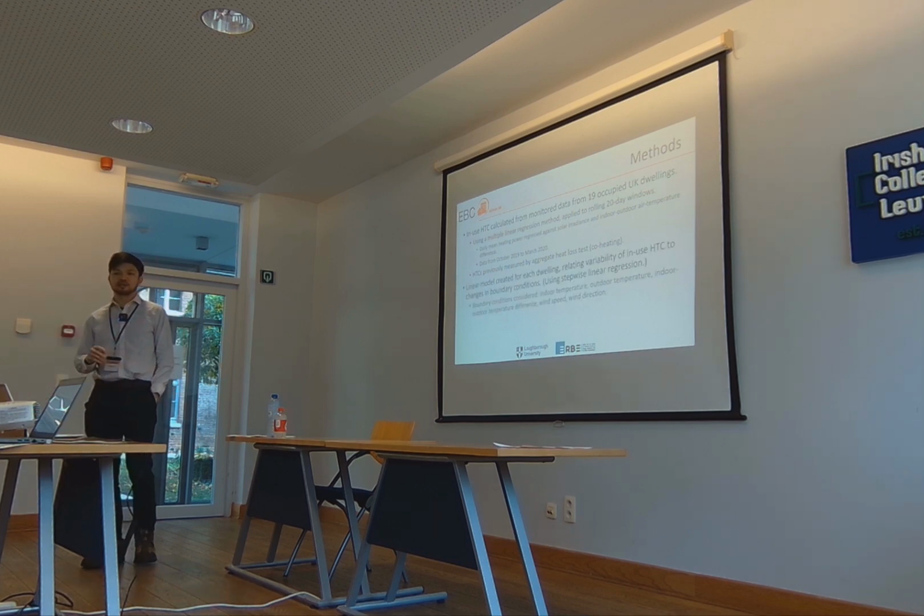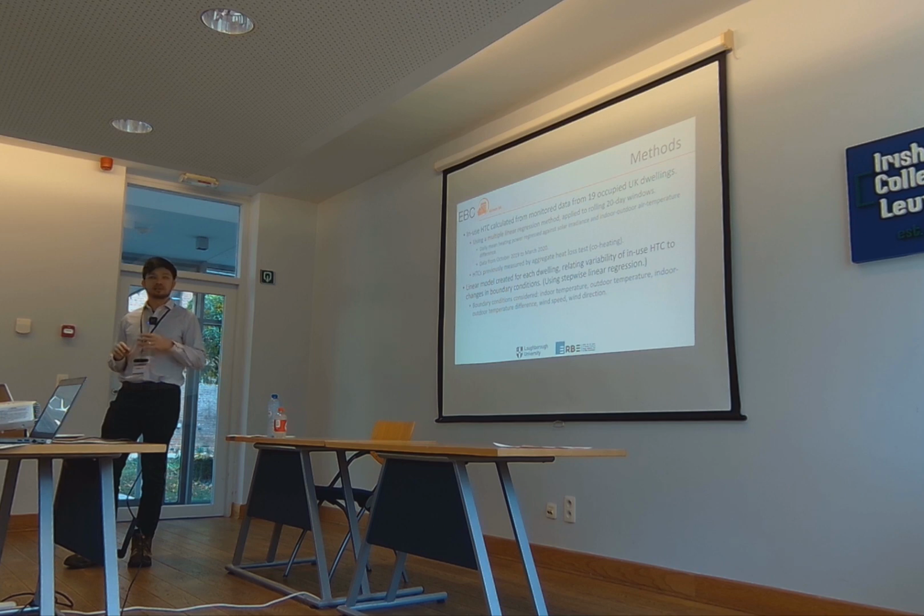For each dwelling, we ended up with a trace of rolling in-use HTC estimates going through time, and they would vary up and down going forwards in time, while at the same time the boundary conditions are varying: the weather, the indoor temperature, things like that. So the question we asked was, is the variation that you see in the in-use HTC related to the variability that you see in those boundary conditions?